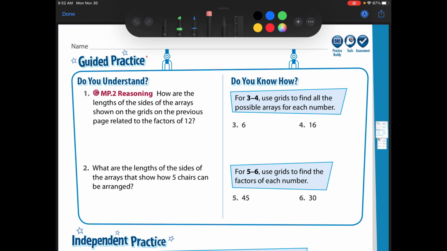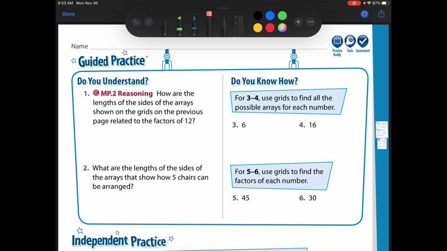It says, how are the lengths of the sides of the arrays shown on the grids on the previous page related to the factors of 12? Well, if you remember from our video, we had them arranging 12, and they had a block of 1 by 12, 12 by 1, 2 by 6s, 6 by 2s, 3 by 4s, and 4 by 3s. And it wants to know how are those related to our factors.